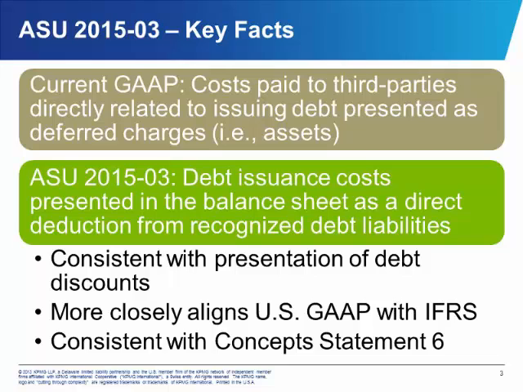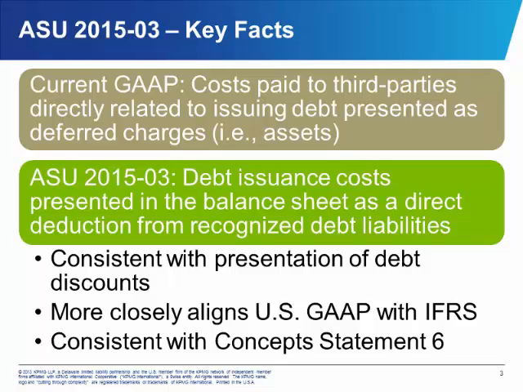Of course. Under U.S. GAAP, there are generally two types of costs incurred when issuing debt. The first is fees and other costs to the lender, and those are already presented as a direct deduction of the carrying amount of the debt. And then the second is costs paid to third parties, which are currently reported on the balance sheet as assets and amortized as interest expense.